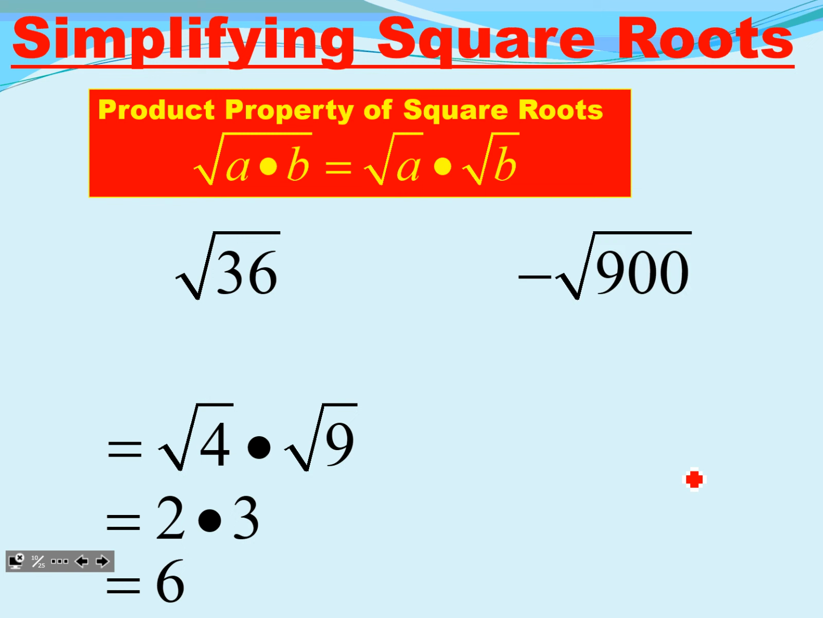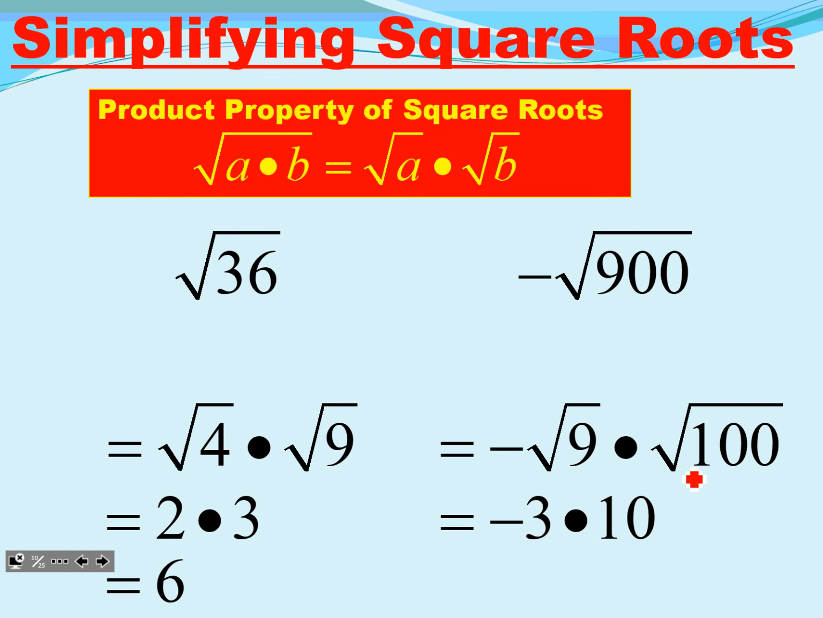Let's say I did not know what the square root of 900 was for this one. I could definitely separate it. So if I have negative root 900, I can separate that to negative root 9 times root 100, which eventually equals negative 3 times 10, which eventually equals negative 30.